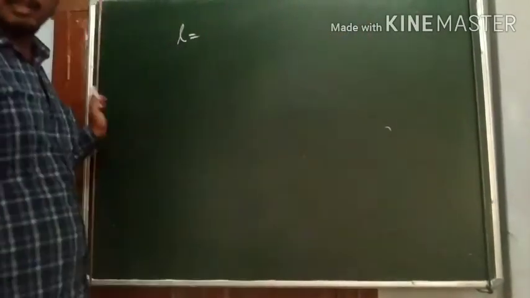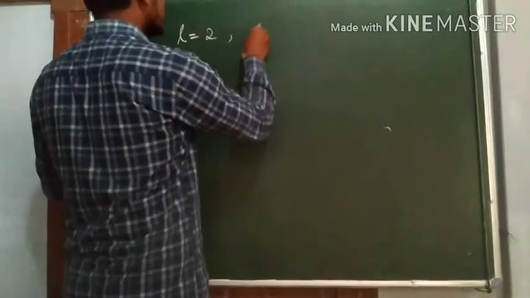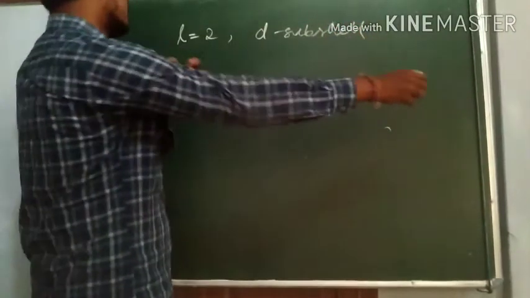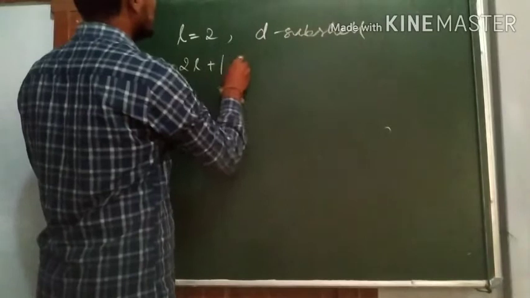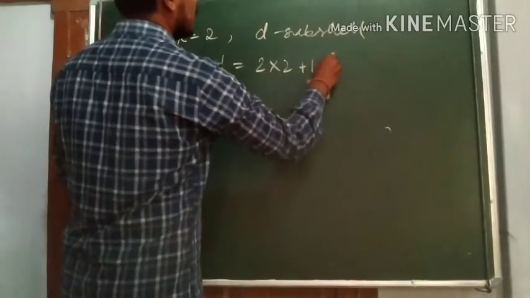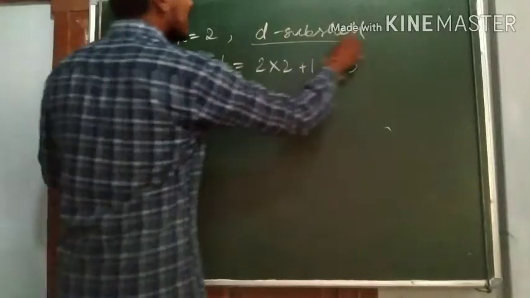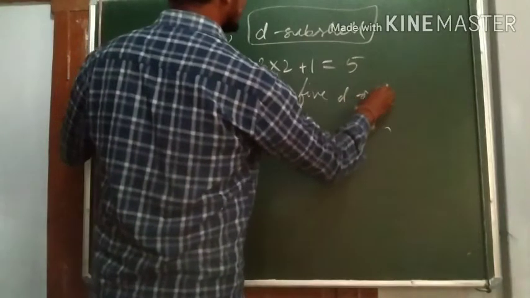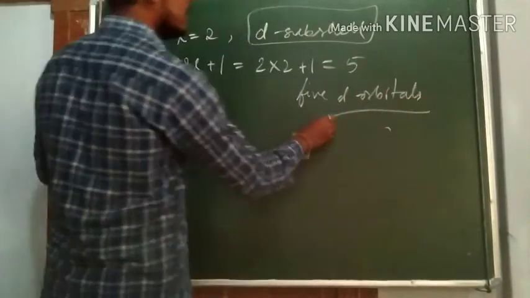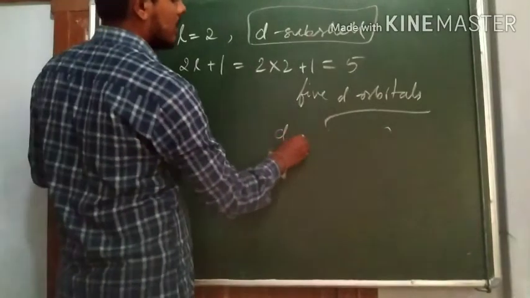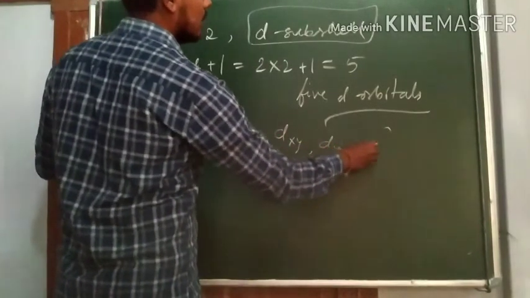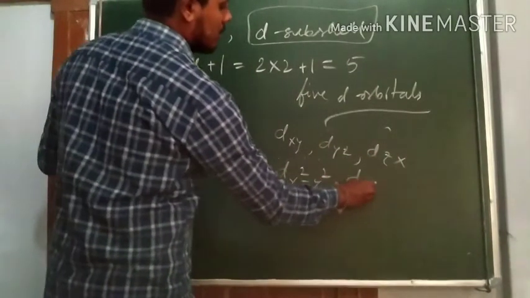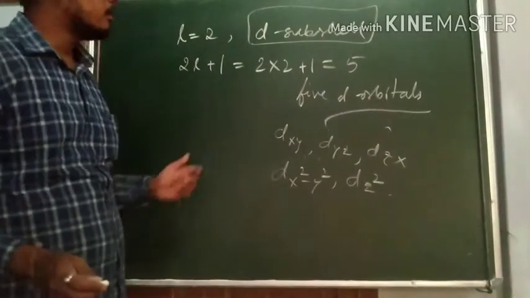So let us again take L equals 2, that is the D subcell. If I consider the D subcell, then twice L plus 1 equals 2 into 2 plus 1, which is 5. That means in a D subcell 5 D orbitals will be there. Okay, so in the D subcell there will be 5 D orbitals: dxy, dyz, dzx, dx square minus y square, and dz square. So 5 D orbitals will be there.